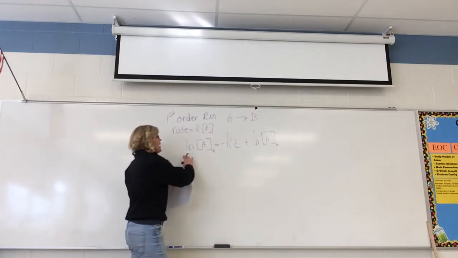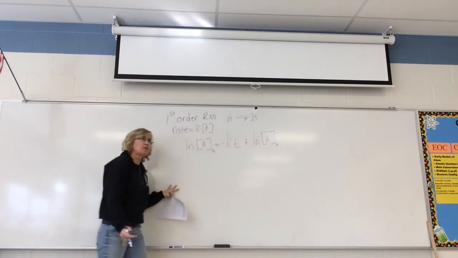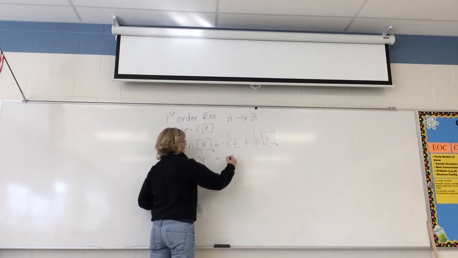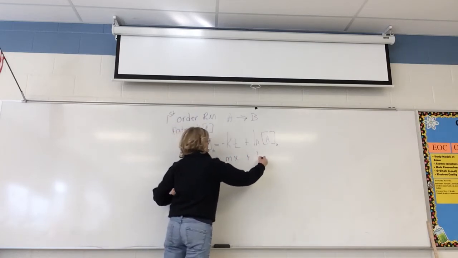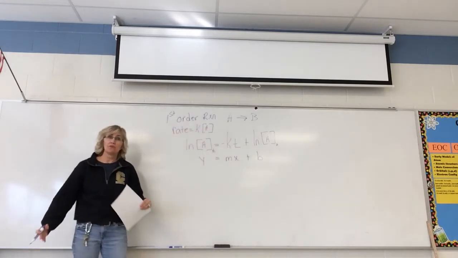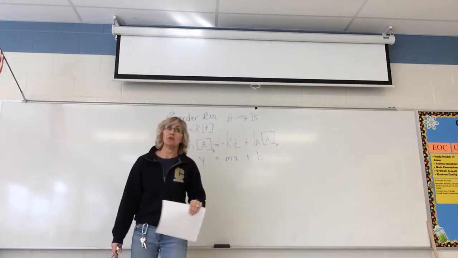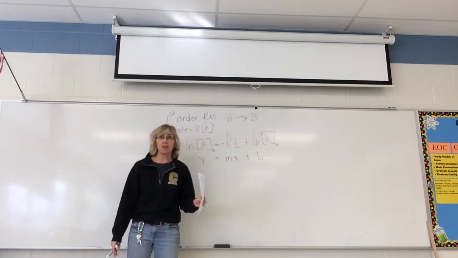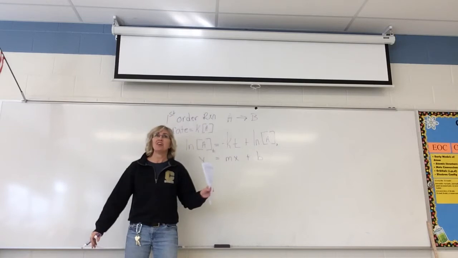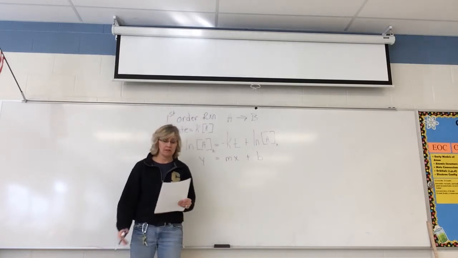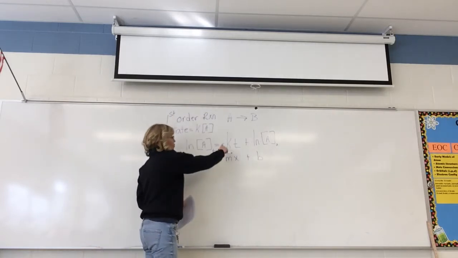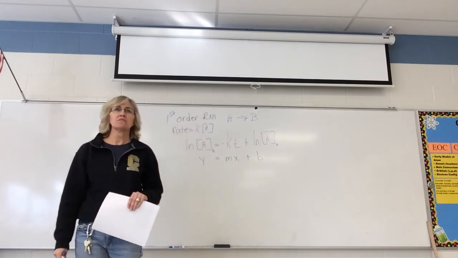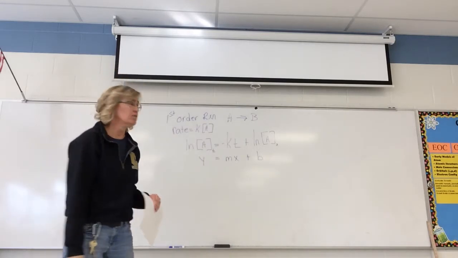Okay, now, one thing I want to show you is how similar this looks to the equation of a line. y equals mx plus b. So is there a linear relationship here? You bet. And will its linear relationship look different than second order and zero order reactions? You bet. All right? Okay, so what does that tell you about the slope? It's going to be negative, okay? It's going to go down, all right?